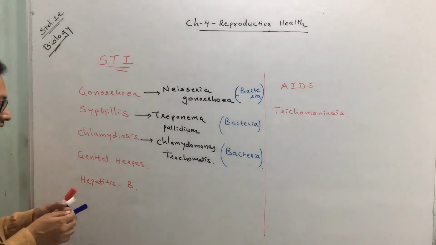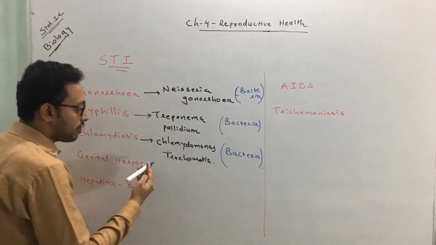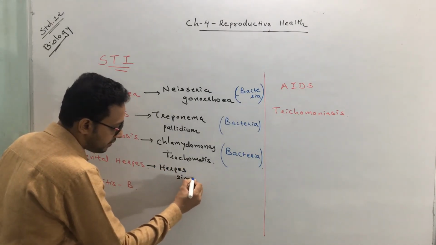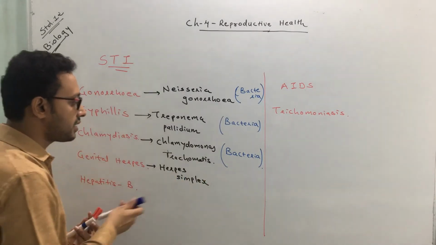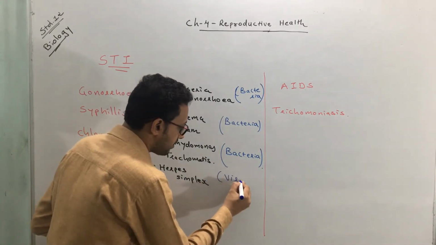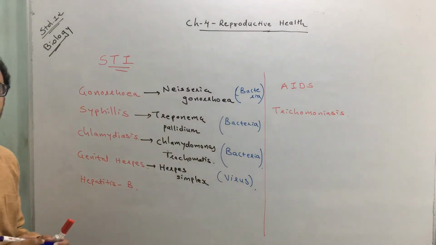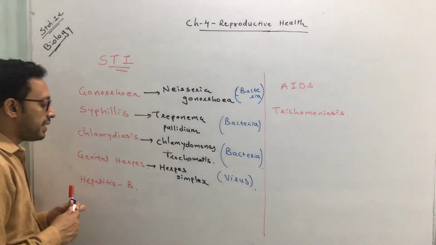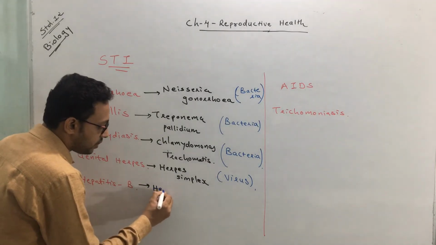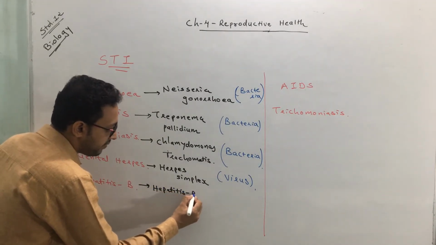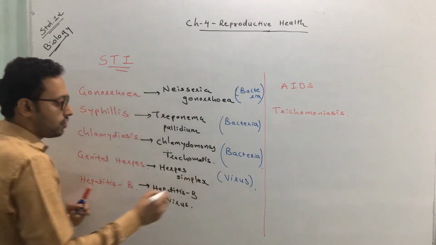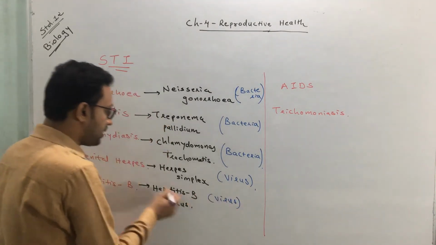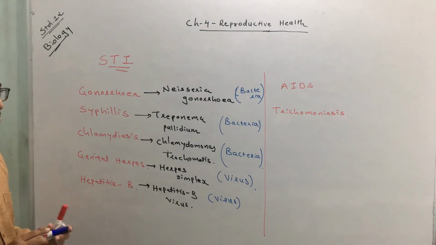Now these two diseases, genital herpes and hepatitis. Genital herpes is caused by herpes simplex, and this herpes simplex is a virus. So genital herpes is caused by a virus. Which virus? Herpes simplex virus. Next is hepatitis B. Hepatitis B is caused by hepatitis B virus. So this is also caused by a virus. Which virus? Hepatitis B virus causes hepatitis B.